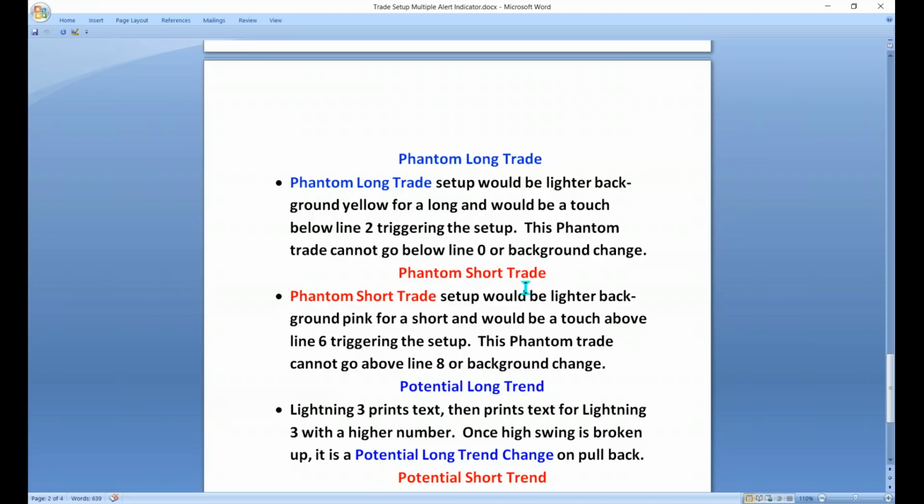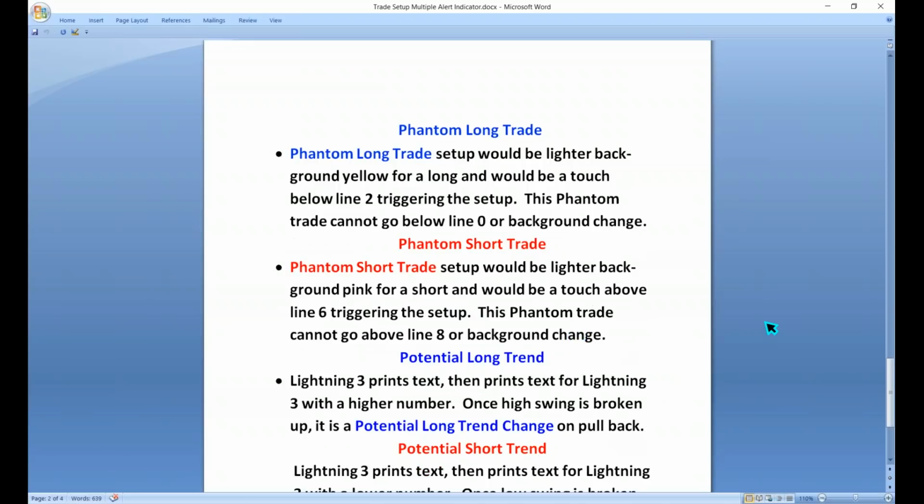Okay, the phantom short trade setup would be a lighter background. It's kind of a pink color for a short and would be a touch above line 6, triggering the setup. This phantom trade cannot go above line 8 or change the background.